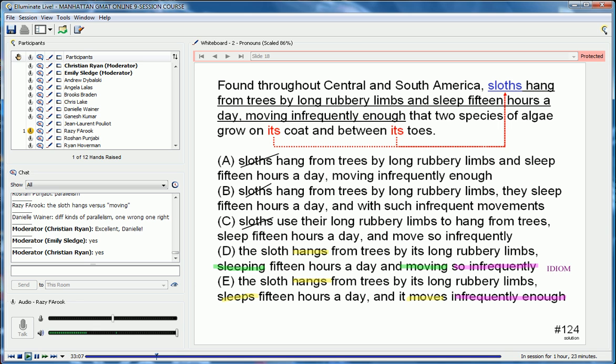I was looking at so infrequently versus infrequently enough, because I felt like infrequently enough referred to some sort of a threshold in order for algae to grow. So that's why I felt that enough was important in the sentence, because it says that infrequently enough that two species of algae grow on its coat and between its toes, etc.